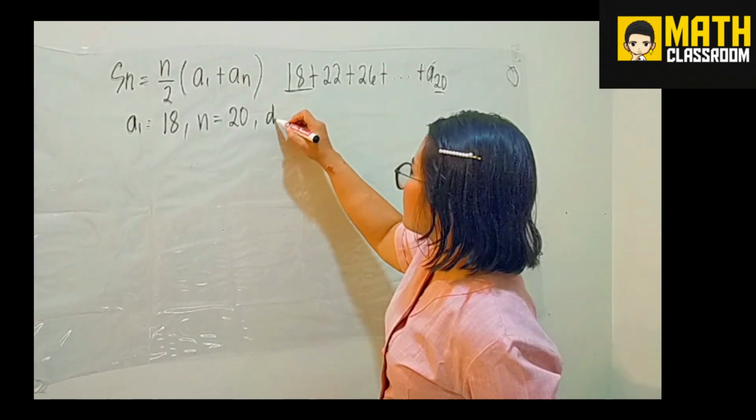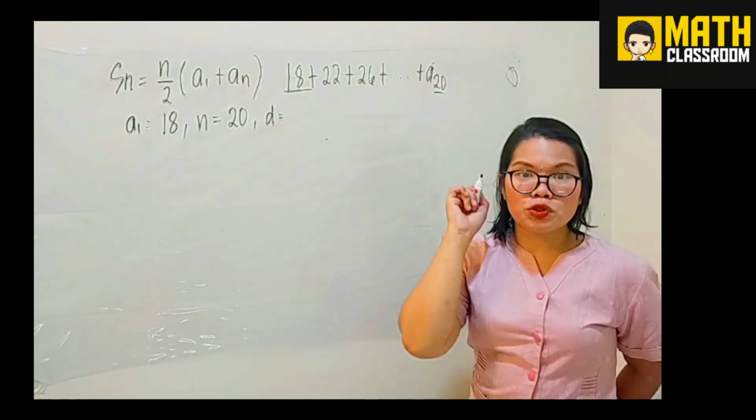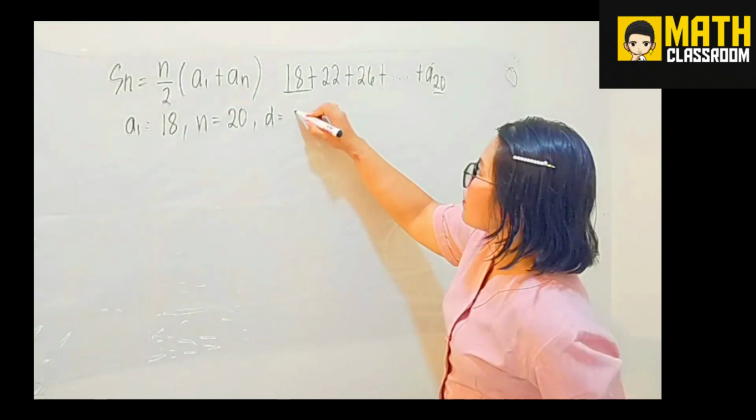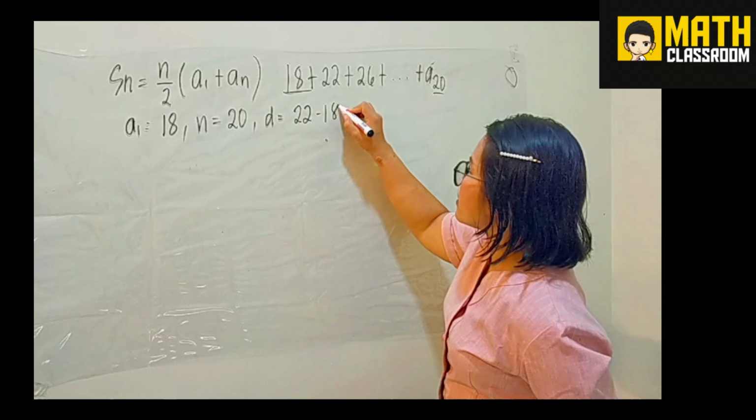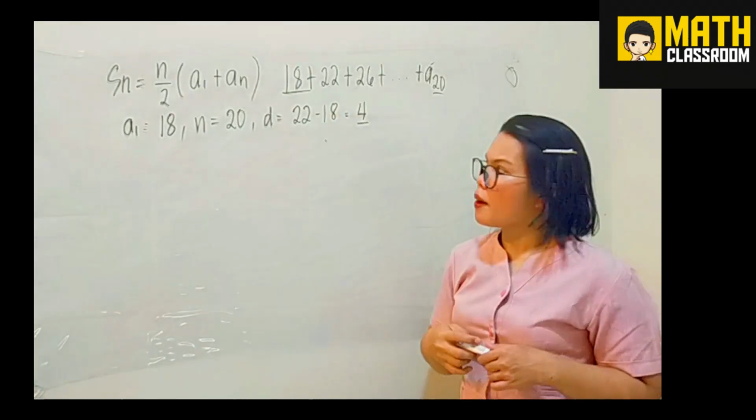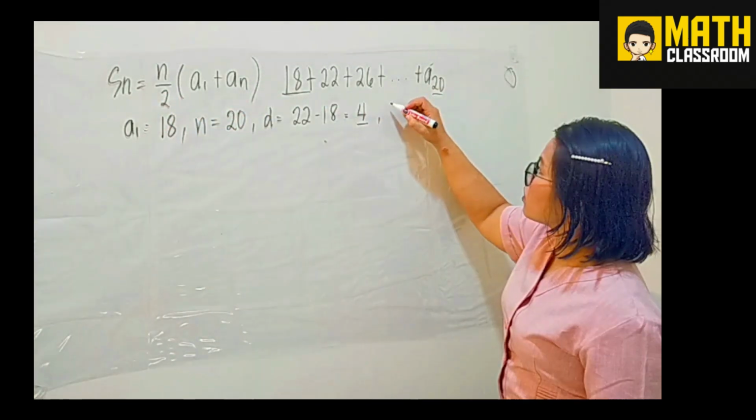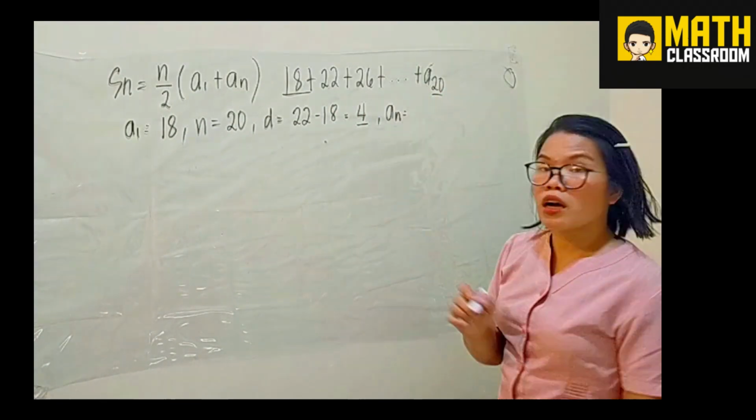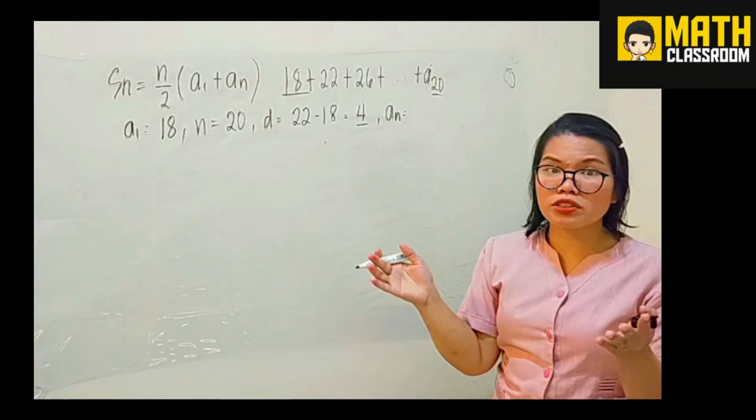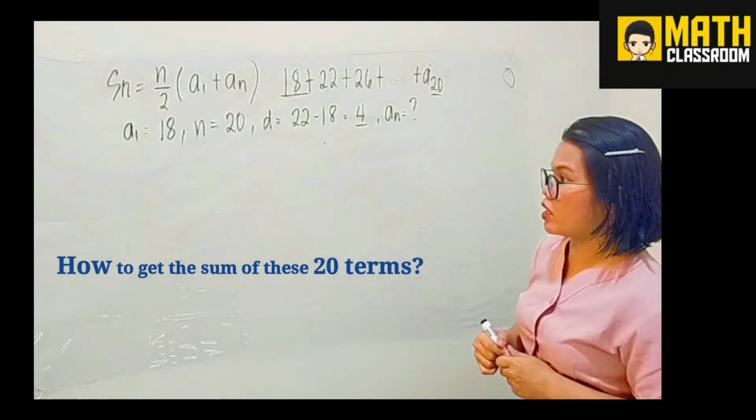What could be our difference? How do we get the difference again? Very good. We subtract the second term to the first term, wherein you have 22 minus 18, the answer is 4. So this is now our difference. But take note, in our given formula, we should look also for the nth term. But as you can see in our given, there is no nth term. So how do we get now the sum of these 20 terms?